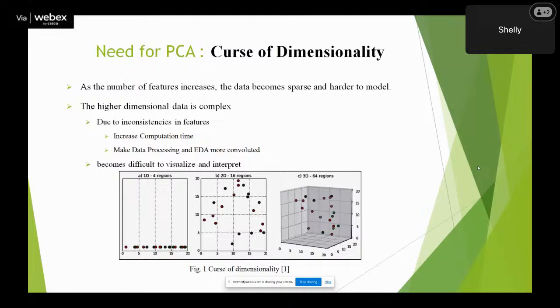Because what you're trying to analyze is you're trying to correlate the features that were present in the original data set, and then in the final data set you'll be having a reduced number of features, right? So an increase in the number of features will increase the computation time. Apart from that, it's difficult to visualize and it's difficult to interpret as well. So that is why the whole idea behind PCA is to reduce the number of features.